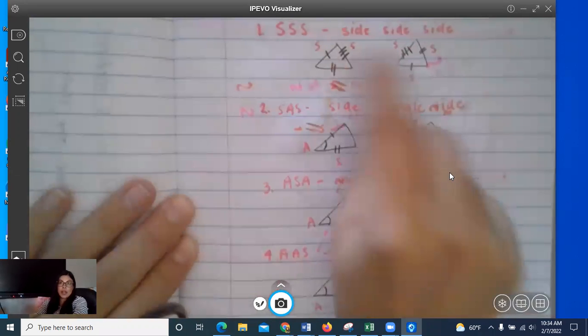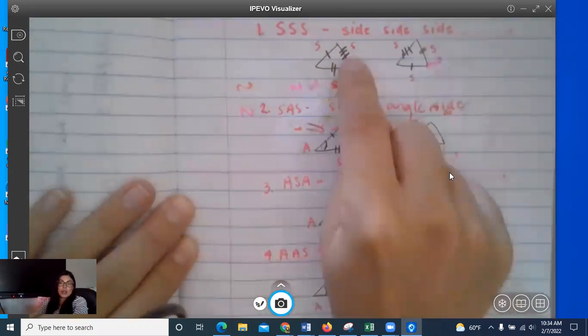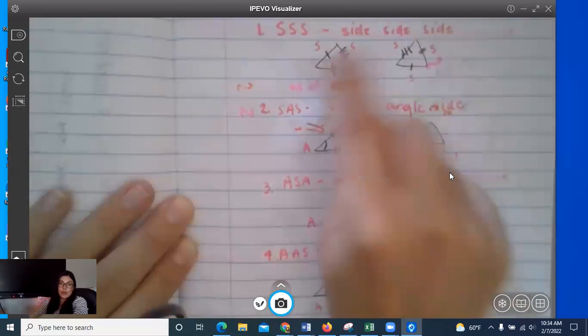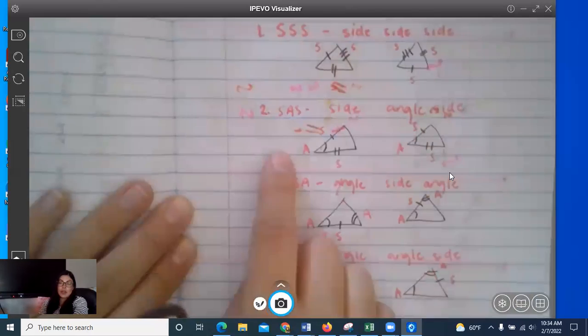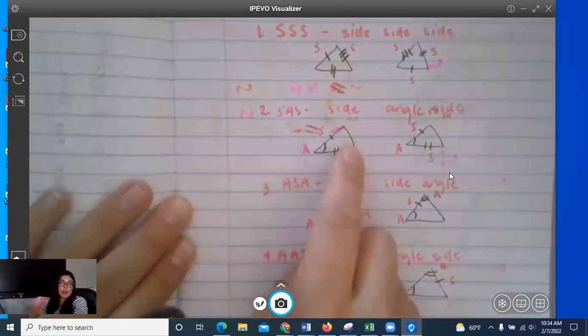So here we've got a tally, one tally. So I label S for that one, two tallies, label S, and then three, three. These would be three markings because they both have them. If this didn't have one tally, I wouldn't put an S there for both of them. Side, angle, side means you've got a side and an angle between them and then another side. The order does matter. If this angle was over here, it would be something completely different.